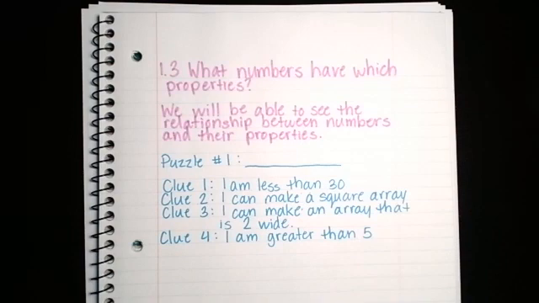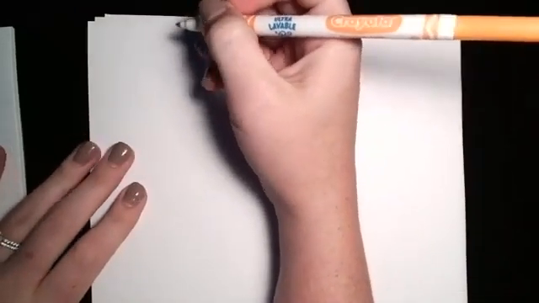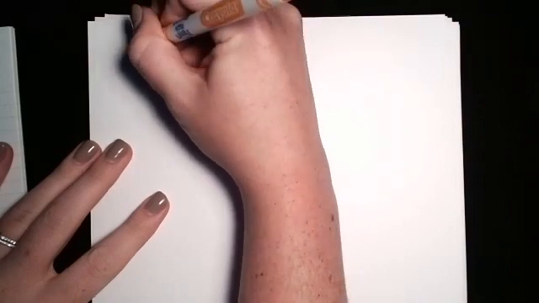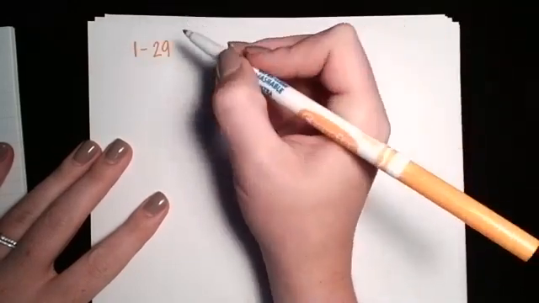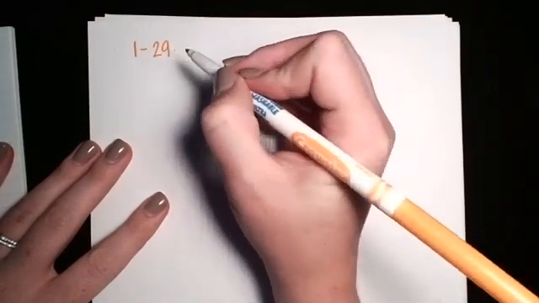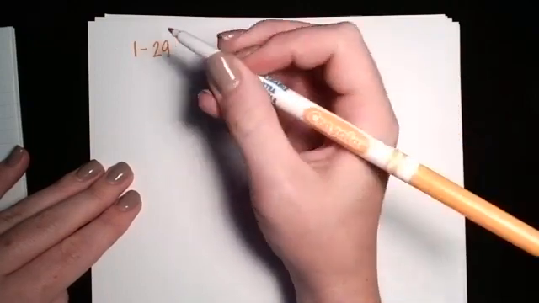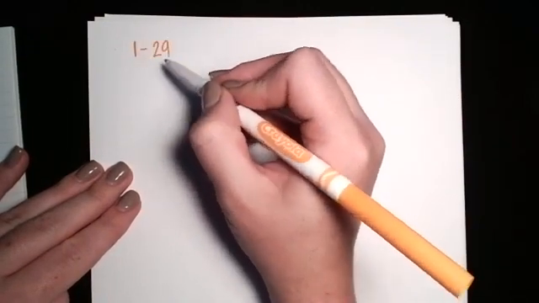Clue number one says, I am less than 30. All right, so I'm going to use my scratch paper here. Okay, so I am less than 30. That's a pretty easy clue. That just means that my number is anywhere from 1 to 29 because it said it's less than 30, not equal to 30, less than 30, and 29 is less than 30. So my number must be between 1 and 29. Okay, it could be any number in between there. All right, let's look at our second clue.